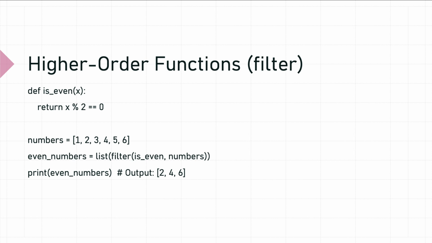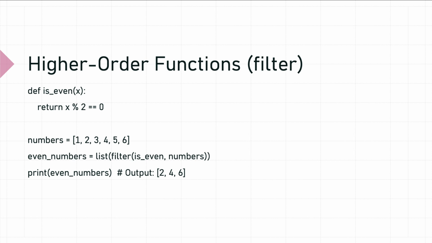Then we move on to the next lines of code, and very similar to the map function, we use the filter function to filter out just the even numbers from an existing list of numbers. The filter function takes the is_even function as the first argument, and the numbers list as the second argument. I also convert the output to a list, since the filter object is not helpful on its own. Then I assign it to a variable called even_numbers, and then print it out.